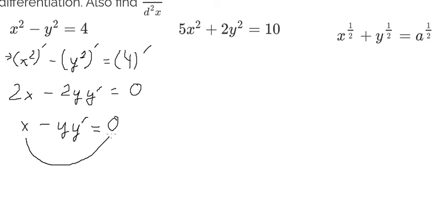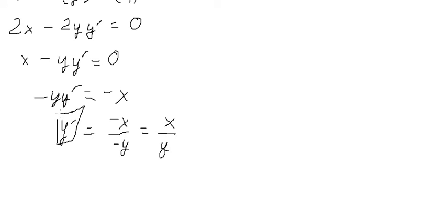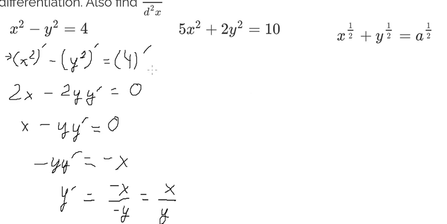So we move x to the right. You get negative x. We divide both sides by negative y in here. And we get x over y. And this is the first derivative of the function. Now we go to the second derivative of the function. So we need to use this equation in here.